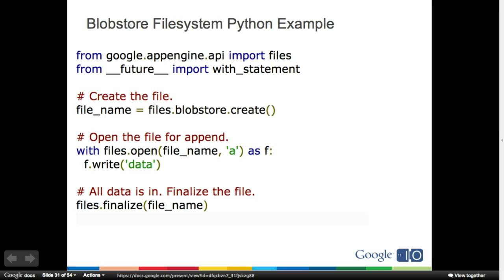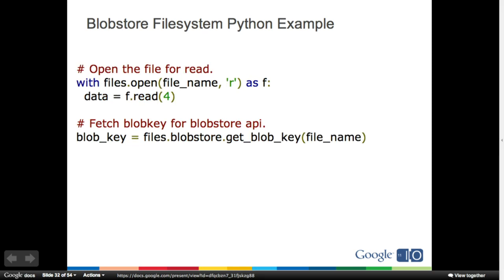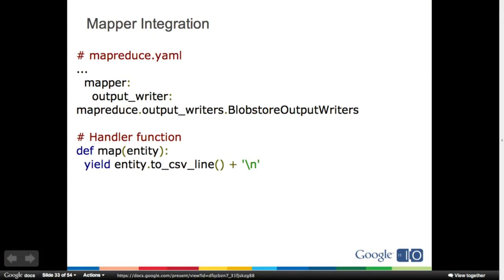So first of all, you create the file in Blobstore, and you specifically say, I want a file from Blobstore. Then you open it for write, you write data, and once you're done, you say, finalize the file. To read it, it's the same stuff. You can open the file, you can read from it, you can seek in the file. Write is append only, and read can have random access, so you can do lots of crazy, interesting things. And if you want to get a blob key, just call the get blob key function, and you're going to get a blob key from the file name.